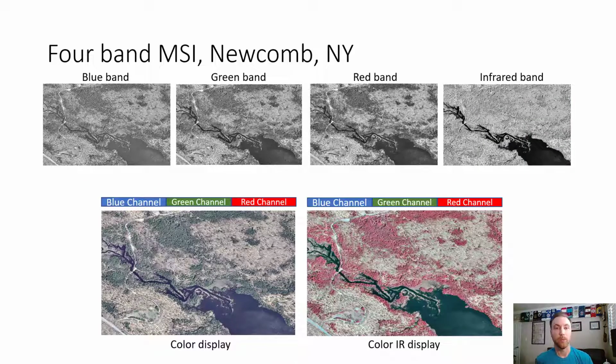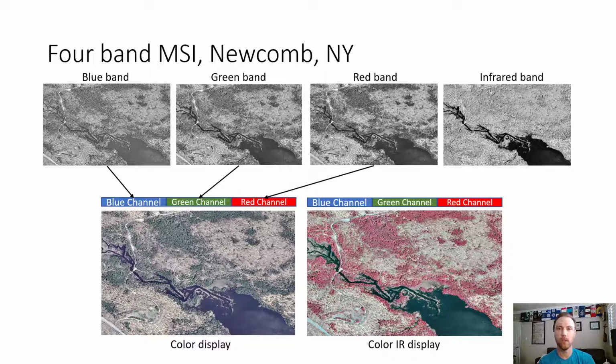So here we can see 4 bands, a 4-band MSI. This is representing Newcomb, New York. We've got the blue, the green, and the red, and on the left we see the blue, green, and red are in fact coming in through the blue, green, and red channels. So the blue channel represents the actual blue band, the green channel is presenting the green band, and the red channel is representing the red band.